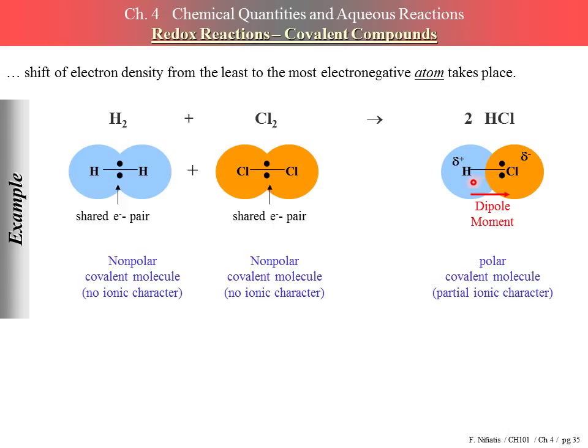Chlorine is more electronegative than hydrogen, so the electron pair is closer to the chlorine rather than hydrogen. In order to assign oxidation numbers, we make the assumption that the electron pair is not really shifted, but it's on the chlorine. It belongs to the chlorine. So we make the assumption that we do not have partial electron transfer, but we have full electron transfer. So we consider this compound here to be an ionic rather than a covalent compound in order to make assignment of oxidation numbers.